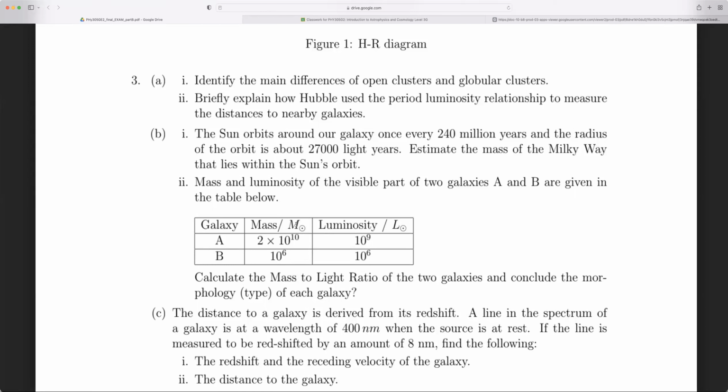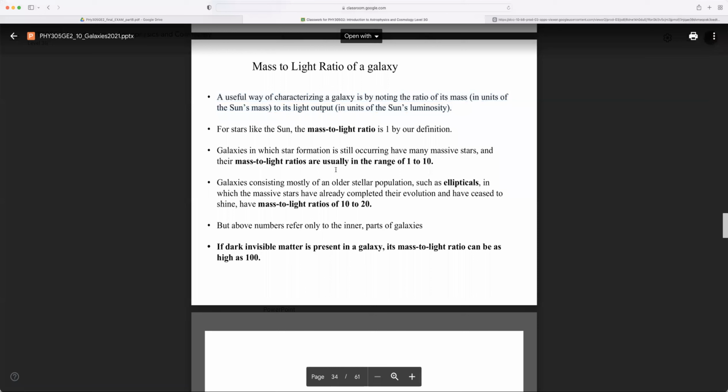Let's say I just put kilograms here, and you multiply this value by 2 × 10⁻¹, something like that, and convert it to kilograms. Then I ask you to find the mass to light ratio. You cannot just divide the mass in kilograms by the luminosity in solar luminosity. That is wrong, right? These are the things you have to keep in mind and pay attention to. Other than that, everything is mentioned here.